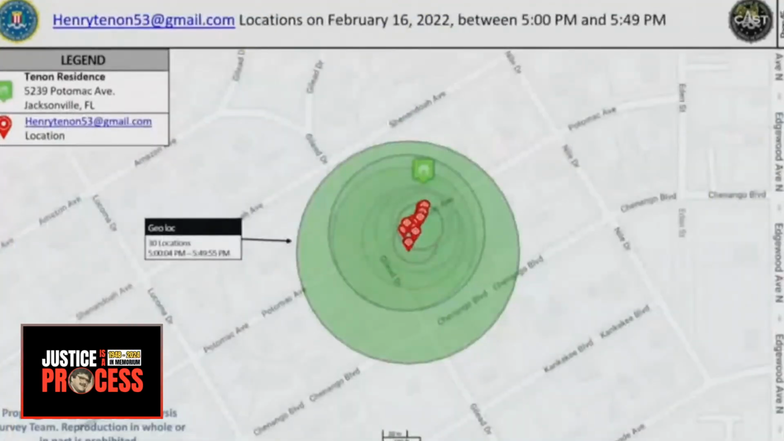And that's a close-up of those 30 locations, just indicating that that's a lot of data points in one specific area that all sort of correspond to each other. Yes, and visually, their confidence radiuses touch or are on top of the Tenon residence during that time frame.